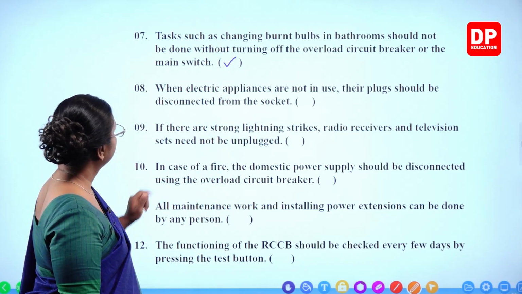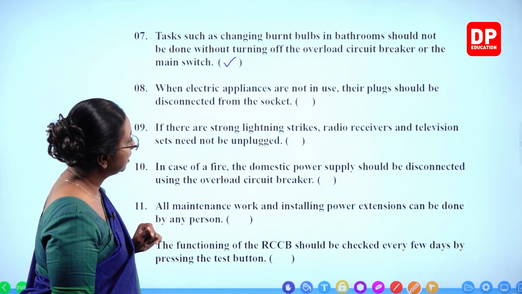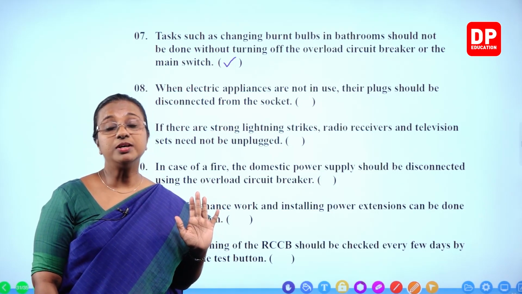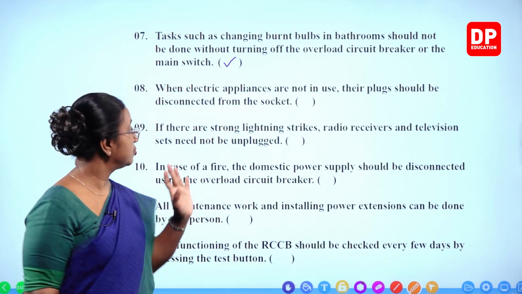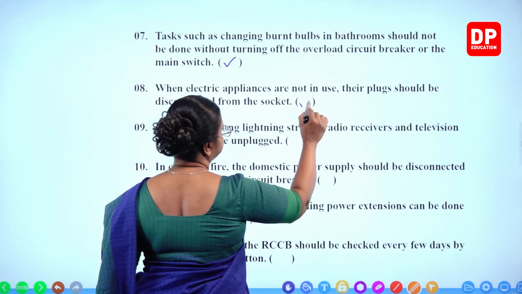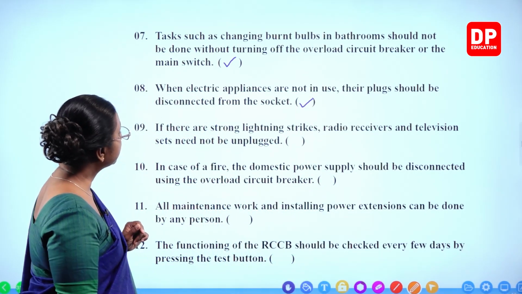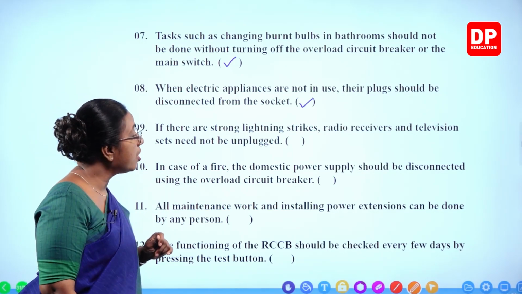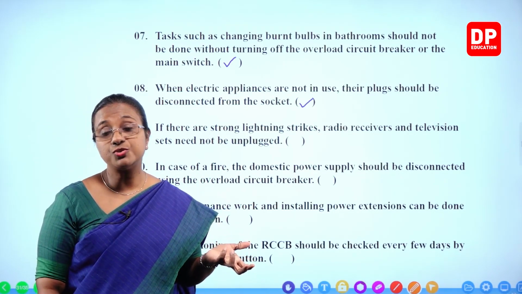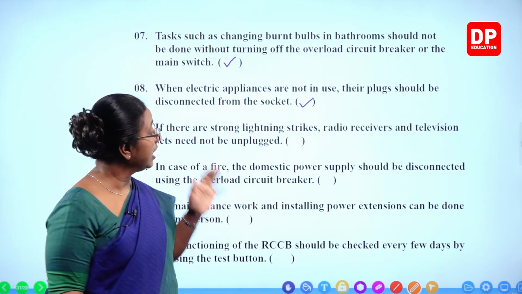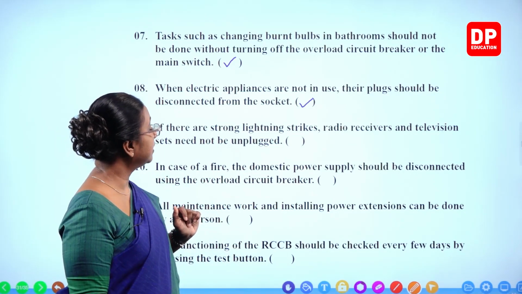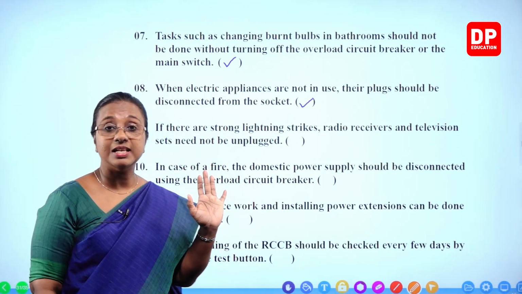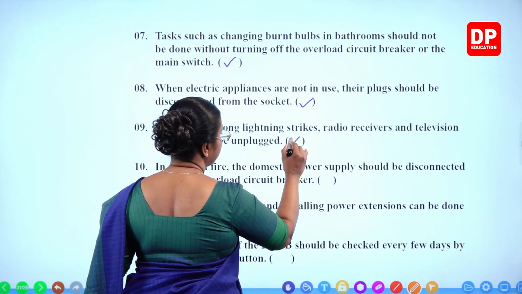Then the eighth one. When electric appliances are not in use, their plugs should be disconnected from the socket. That is also correct. To prevent accidents, you should disconnect the plugs. Then, if there are strong lightning strikes, radio receivers and television sets need not be unplugged. That is of course wrong. You all know when there is lightning, you have to unplug the radio receivers and television sets in order to prevent lightning strikes. So this is wrong.